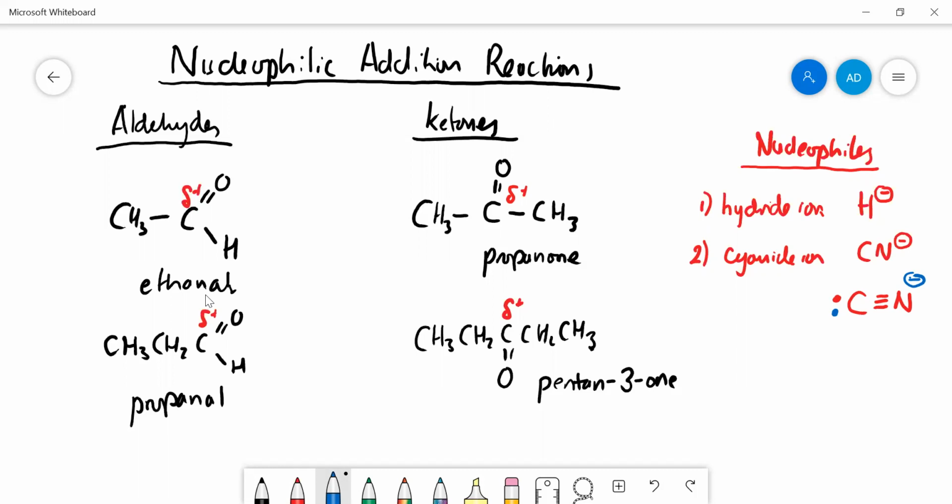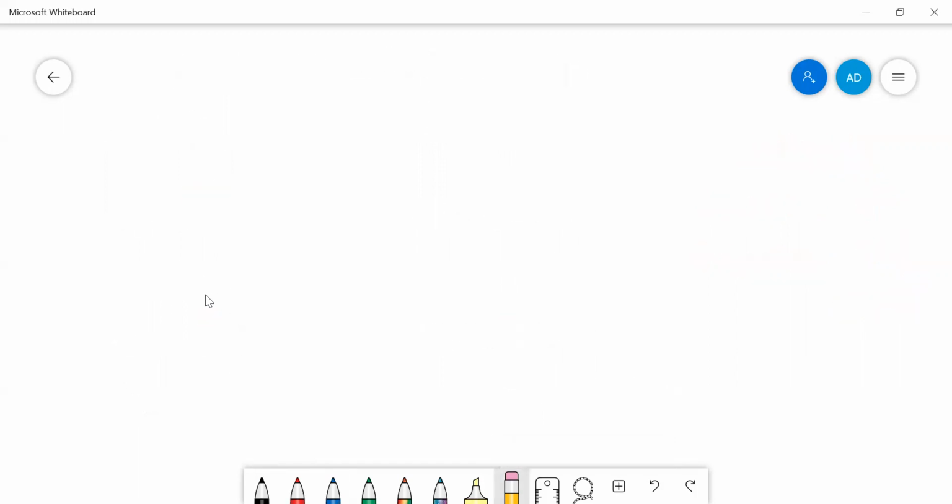So right, let's have a look at the mechanism with, first of all, the hydride ion, how that reacts with ethanal. So here's ethanal. And here is our nucleophile, the hydride ion. It's got a lone pair, negatively charged. And of course, this carbon is delta positive.